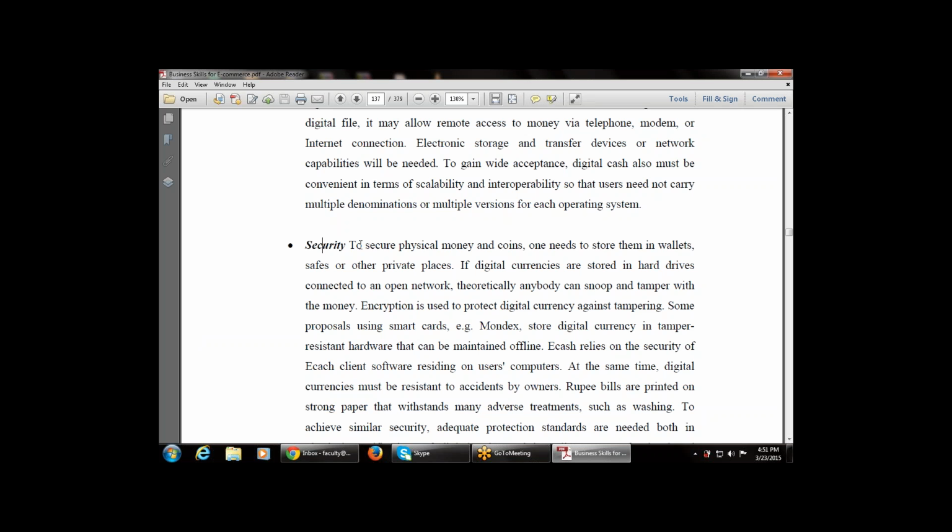So this is one of the important points. Encryption is used to protect digital currency against tampering. Tampering means stolen objects. Some proposals using smart cards like Mondex store digital currency in tamper-resistant hardware that can be minimized or can be maintained offline. eCash relies on the security of eCash client software residing on the user's computer.